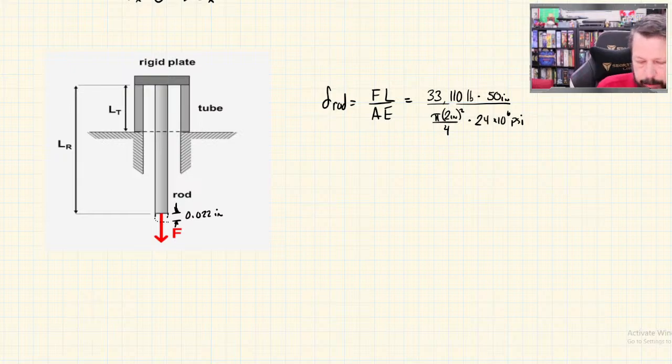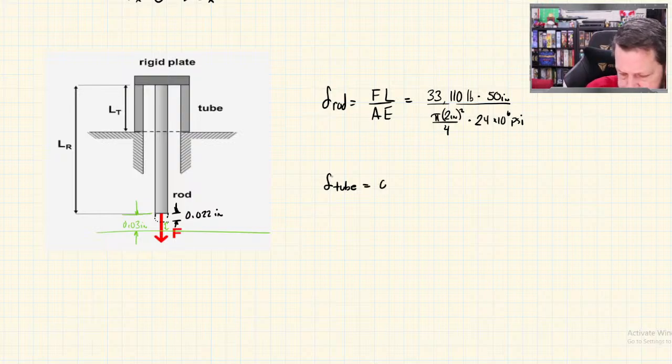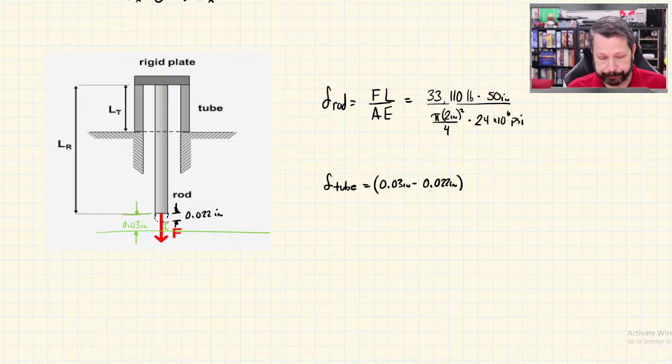0.022, even though WebWork doesn't like that. But I've got this floor down here: I can't go more than 0.03 inches. So I've only got a little bit of room left that the tube can compress before I violate that constraint. So delta of the tube equals 0.3 minus 0.22, and that's all it can do. And then equals the force.